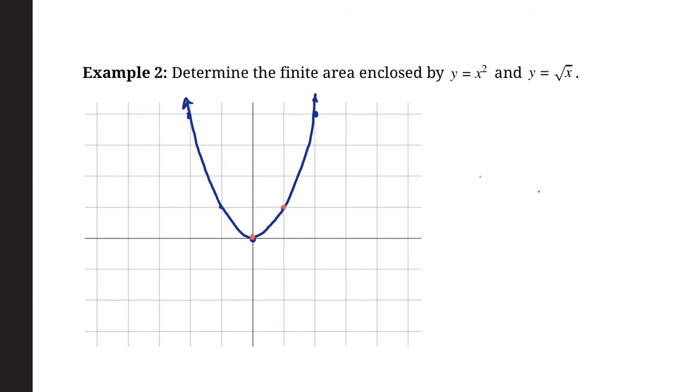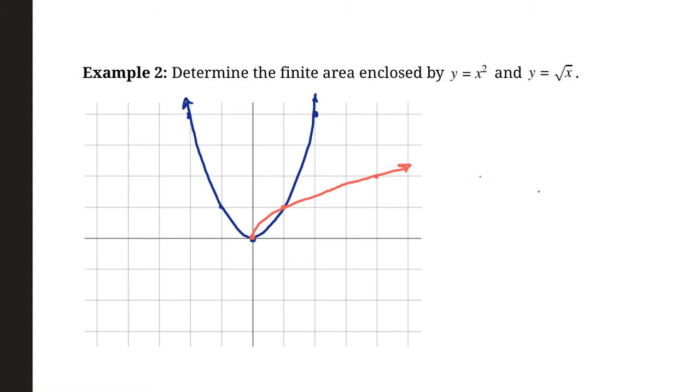It goes through 1, 1. It goes through 4, 2. And because it's basically the inverse, right? So then we can sketch that like that, right? And we'll just stick with the positive root here. We'll assume it's a function.